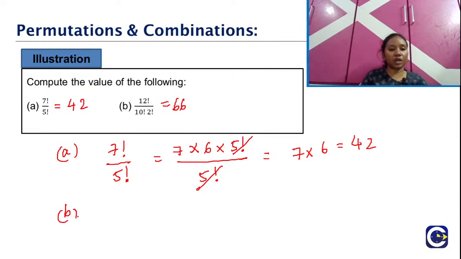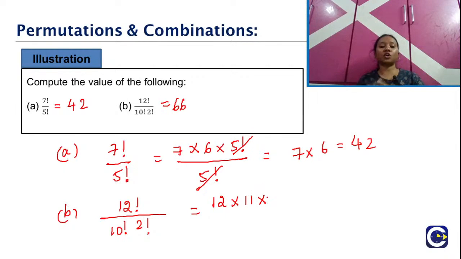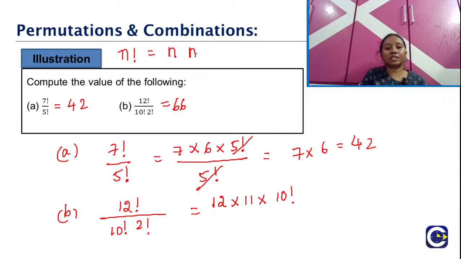Similarly, the second one is 12 factorial by 10 factorial into 2 factorial. The same property will be applicable here also. So this can be written as 12 into 11 into, instead of writing 10 cross 9 cross 8 and so on until 1, we can represent that with 10 factorial, which is nothing but our application of this property: n factorial can be written as n into n minus 1 factorial, or n into n minus 1 into n minus 2 factorial, and so on.